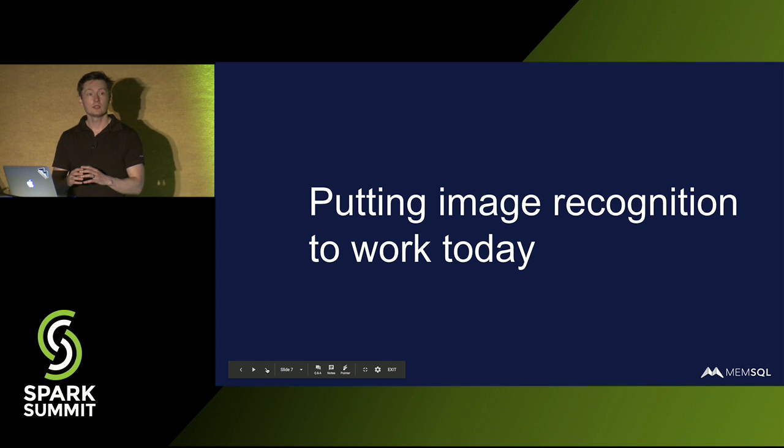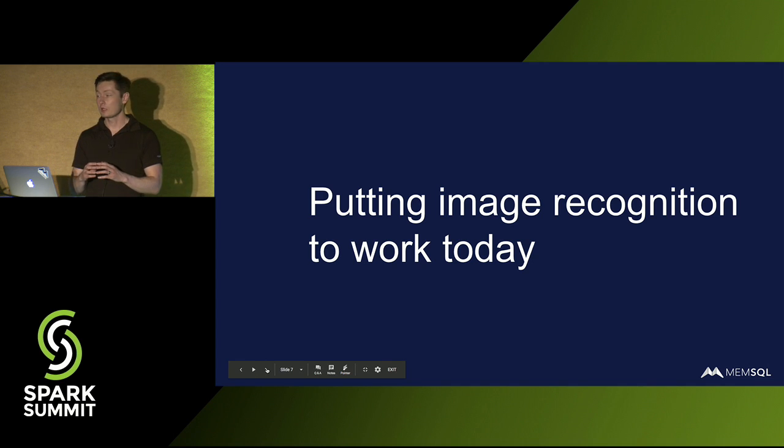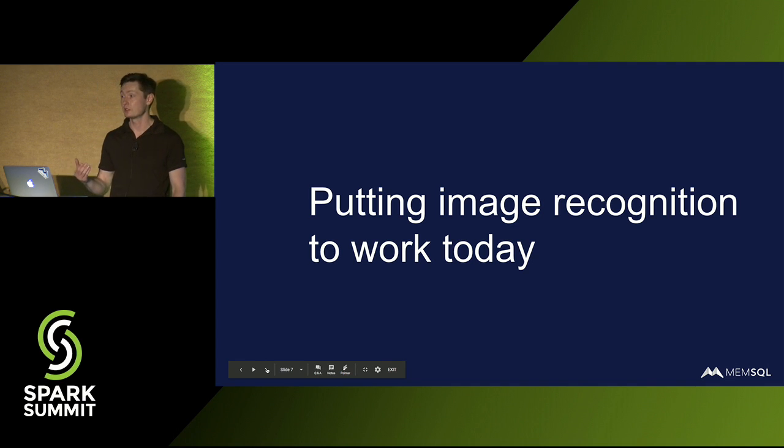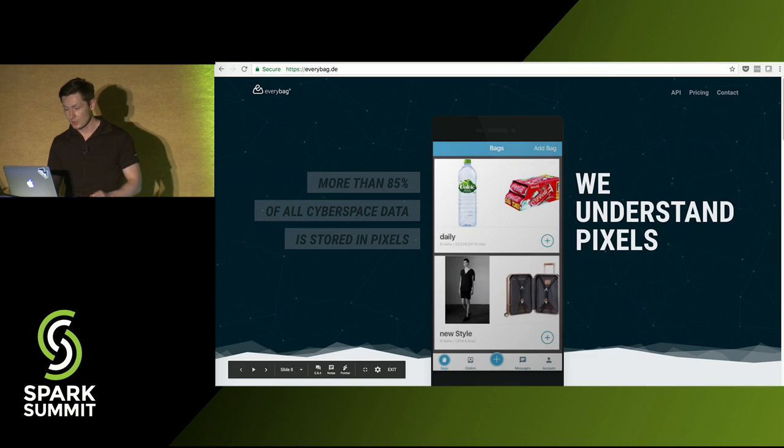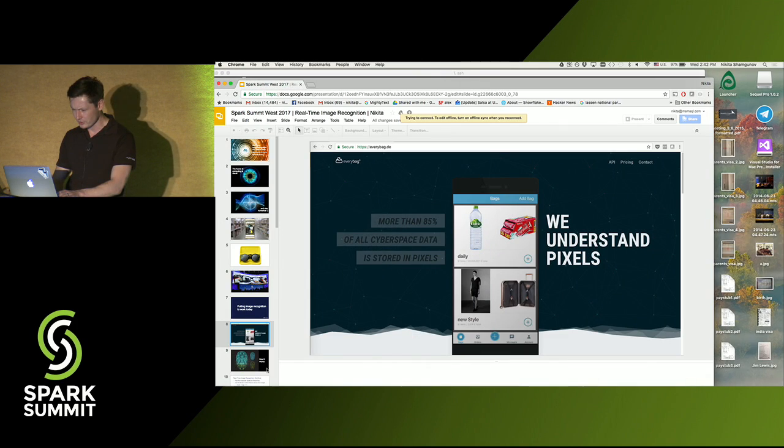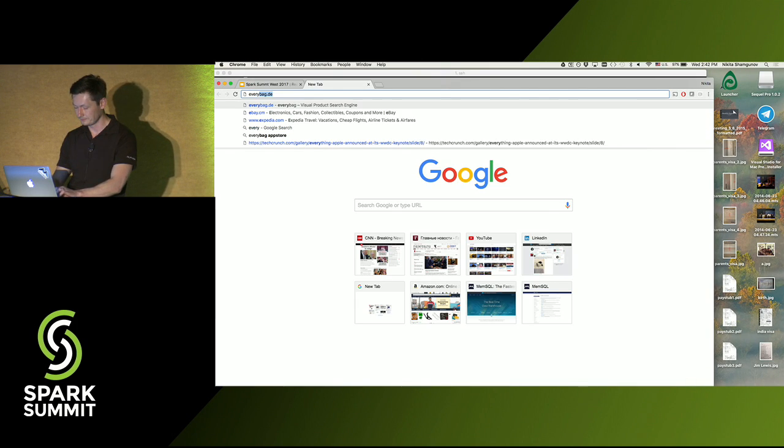So today, I'm going to talk a little bit about how you can architect that type of infrastructure that enables real-time response and real-time image recognition for your apps and for your applications. So I'll start with a customer of ours. The customer is in Germany. It's called Everybadge. And what I'm going to do, I'm just going to pull up their slide.